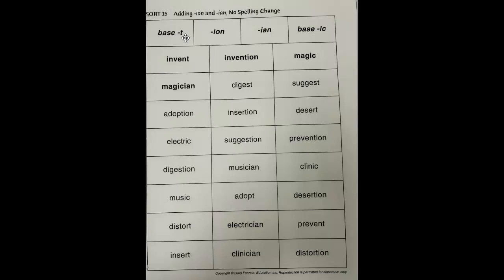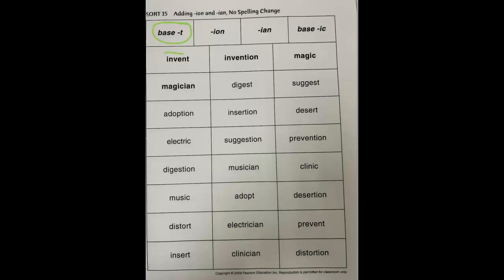You have, again, like last week, base words, and then we are going to add a suffix onto those base words. So let's go ahead and grab our first color, and let's go to the base words that end with a T. That's what that means.